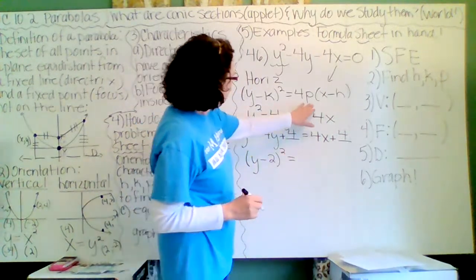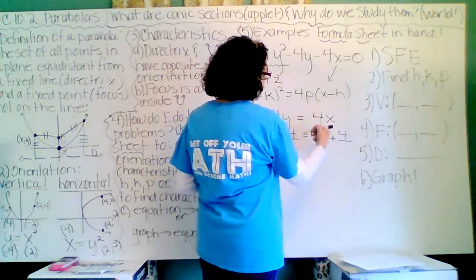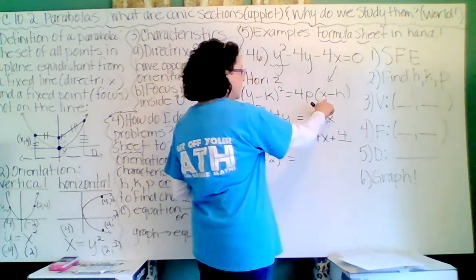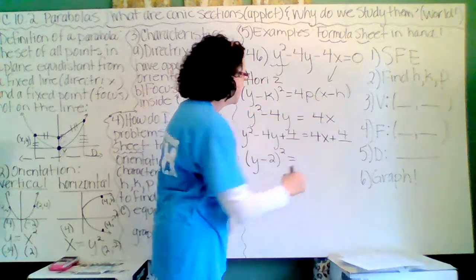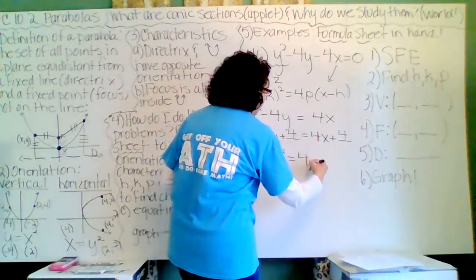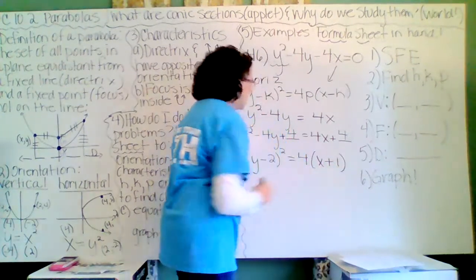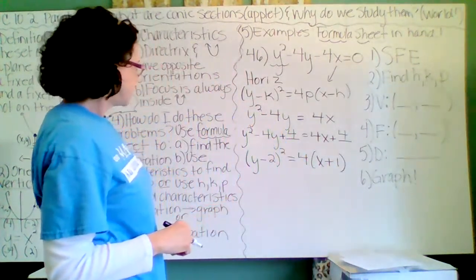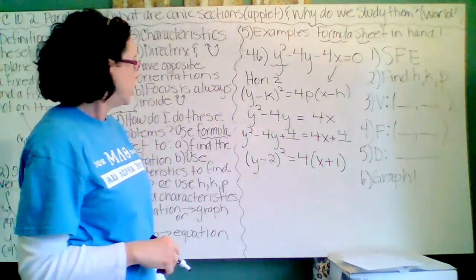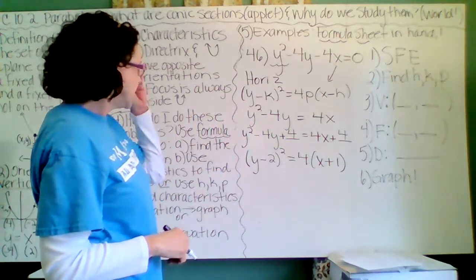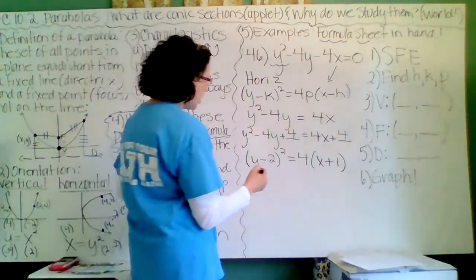And notice what I'm going to do here is they do have the constant factored off the x on the right. The x is to the first power. So I'm going to factor a 4. There we go. Okay, I think we can get our variables now. Notice, let's get our h.